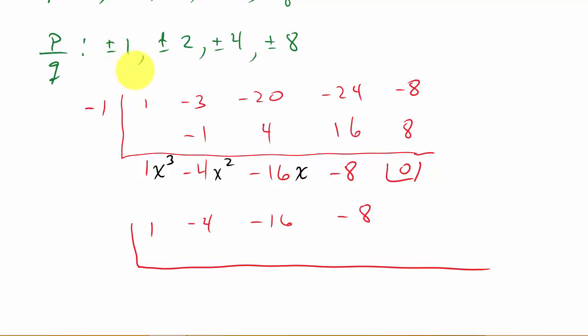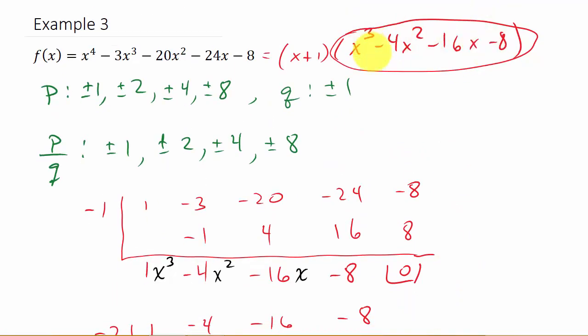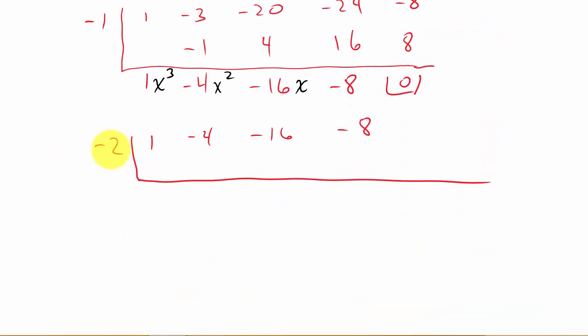Well, I've done 1 and negative 1. Now we can go to 2. Just to save time for the video, 2 is not going to work. The next one that will work is negative 2. You would just go through and test them and see which one gives you a remainder of 0 for this polynomial. So now, bring the 1 down, that's negative 2, add them, that's negative 6, that's 12, that's negative 4, that's 8, and there's our remainder of 0.